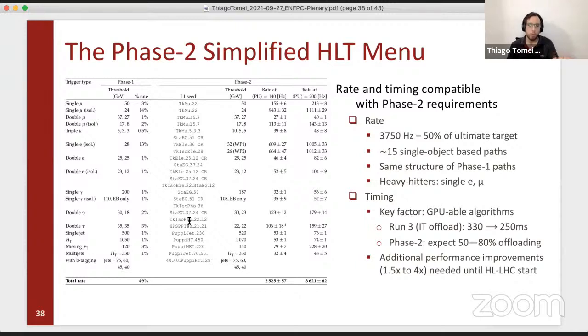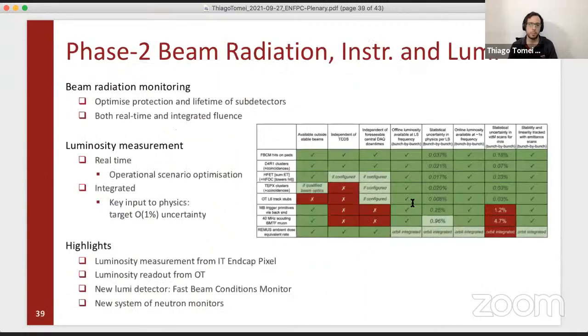That's exactly what you heard. Most of the code will be running on GPUs. That's the challenge of phase 2. That's not all. We'll need to improve the code by itself as well. But again, we have 10 years to get these additional performance improvements.